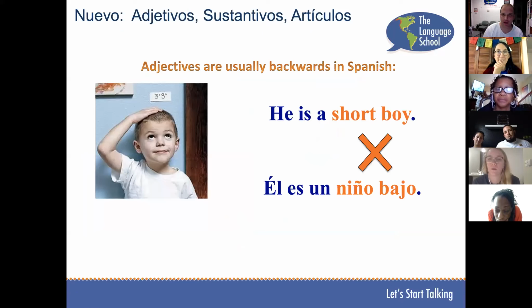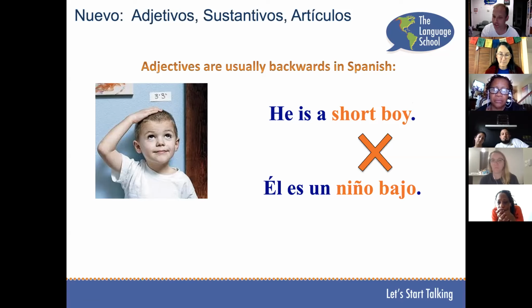All right, so a little bit more grammar for you today. Spanish is very similar to English, except for the fact that it's backwards. So you have to learn to think backwards in Spanish. So what I mean by that is the sentence structure gets reversed. So in English, we would say he is a short boy, but in Spanish, you have to say he is a boy short. So adjectives are descriptive words. They follow the word that they describe, whereas in English, they typically come before the word that they describe.